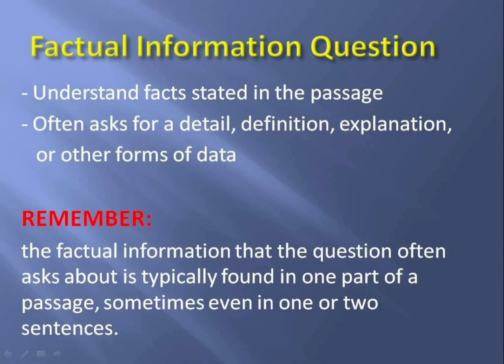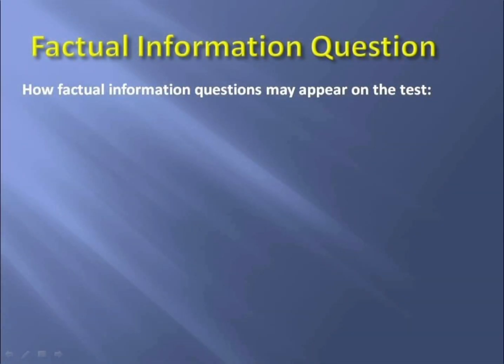Also, remember that the fact that the question often asks is typically found in one part of a passage, sometimes even in one or two sentences. And what does this mean? It means that the test taker does not need to have a comprehensive understanding of the passage to answer a factual information question. Now let's look into some examples of how a factual information question may appear on the test.